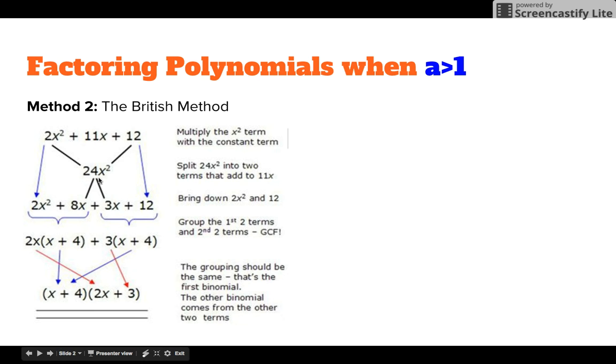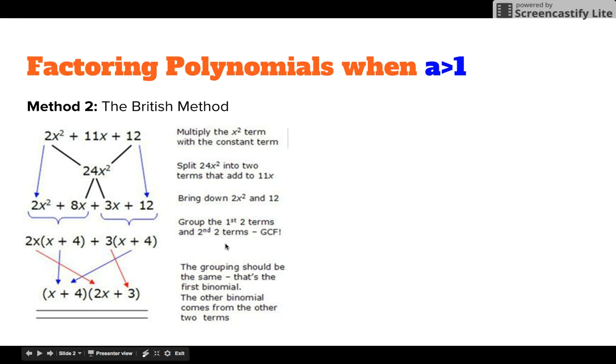This has been done for us. We'll look at this further later, in terms of finding the whole table and finding which factor pairs work. But for now, we know that it's 8x and 3x. Okay, we bring down the original 2x squared and the 12, and we've split the 11x into 8x and 3x. The next step is group the first two terms and the second two terms and use the GCF.